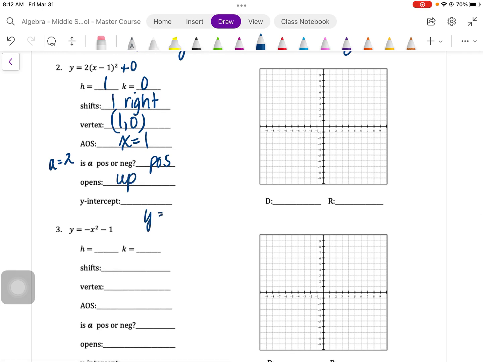The y-intercept is going to be 2 times 0 minus 1 squared. 0 minus 1 is -1. -1 squared is 1 times 2 is 2. All right, let's get a graph in here. And again, I'm going to start by putting in the parent function so you can see that. Here is the parent function. Okay, and then my new graph is going to have a vertex at 1, 0. So you can see that shift just 1 unit to the right, and a y-intercept at 0, 2. Okay.